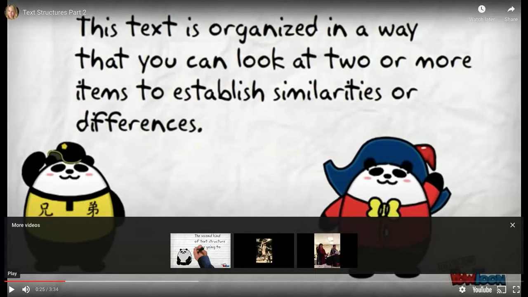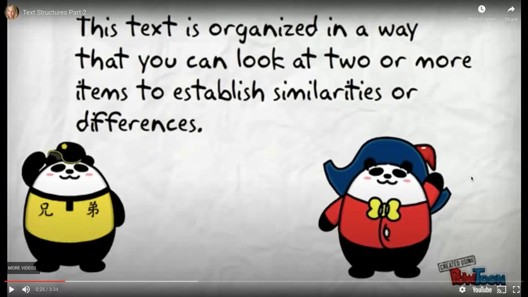All right, so when we're looking at this particular text structure, the text is organized in a way that you can look at 2 or more items to establish similarities or differences. And this is the compare and contrast.